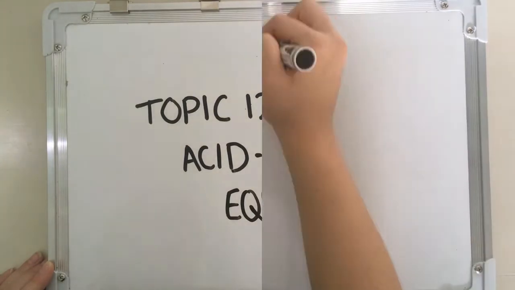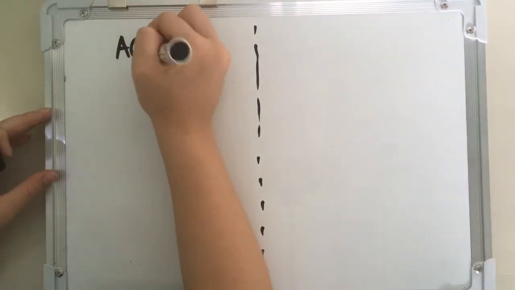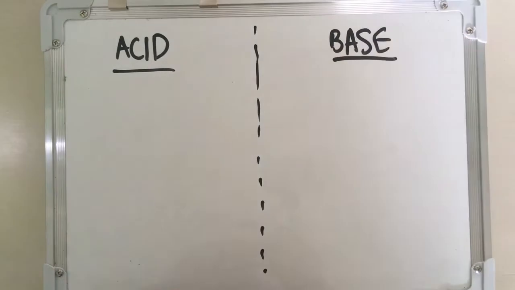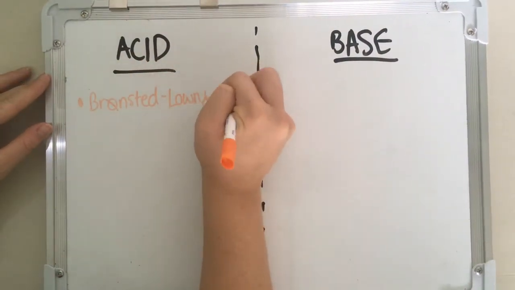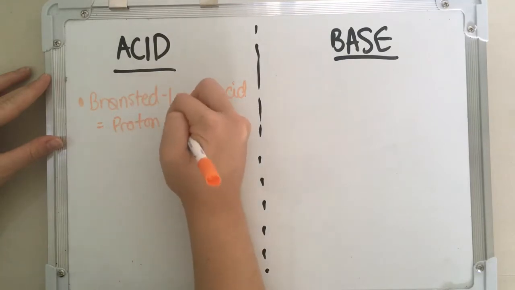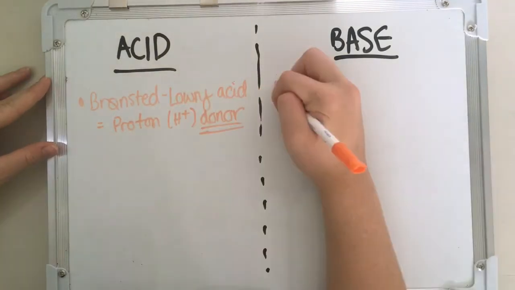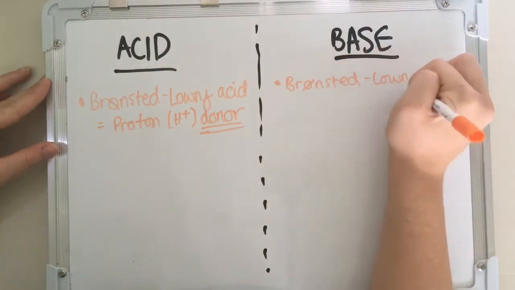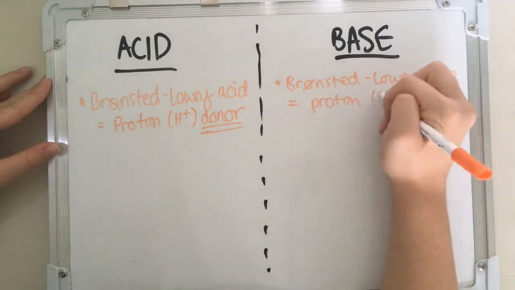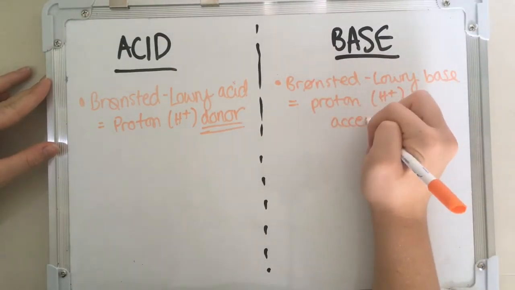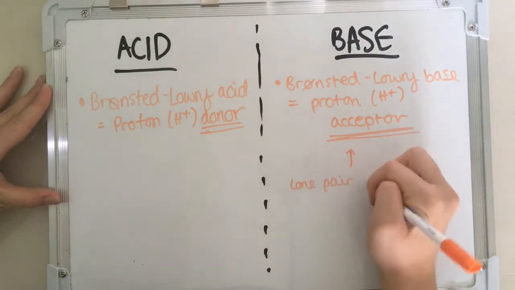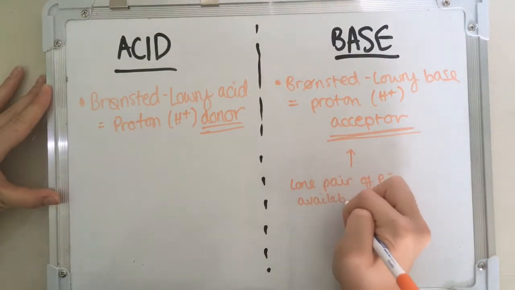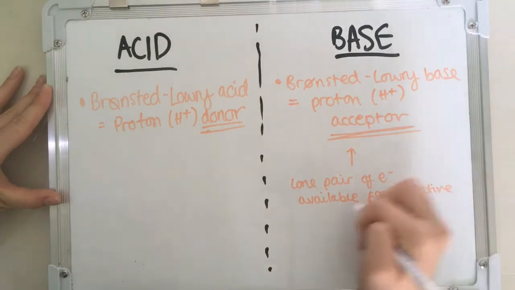Let's start by looking at the difference between an acid and a base. The definition of a Bronsted-Lowry acid is a proton or H+ ion donor, whereas the definition of a base is a proton acceptor. Bases are able to do this because they have a lone pair of electrons that is available to form a dative covalent bond.